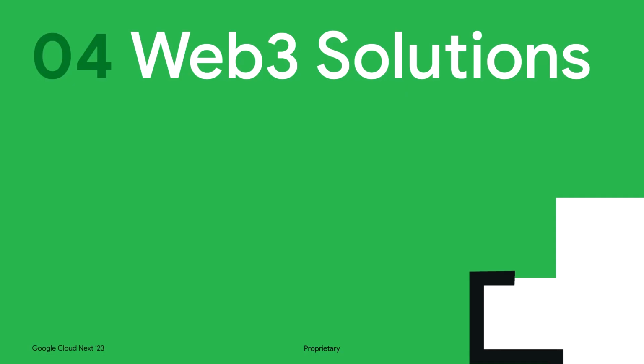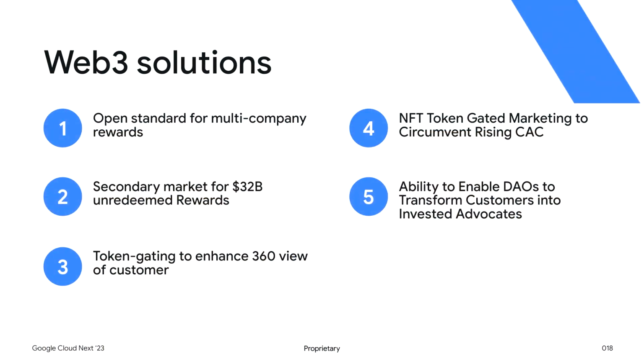Okay, so now let's talk about some of the blockchain-enabled solutions that customers are using within the context of their loyalty programs to be able to unlock higher margin and deliver value to customers. So the first one, and we're going to double click into all of these, is when you use a shared ledger like Ethereum and then leverage Polygon as a scaling solution, you actually have an open standard for multi-company rewards. It's easier to facilitate multi-company rewards with that open standard. So we're going to talk about that.